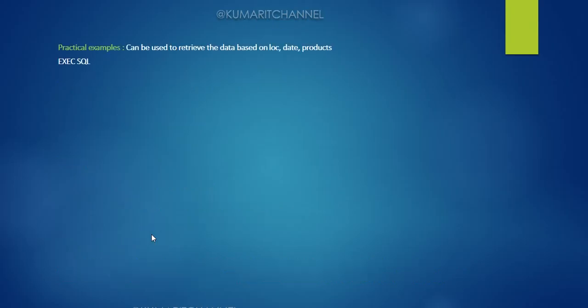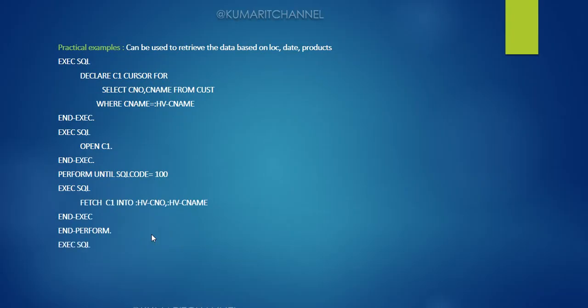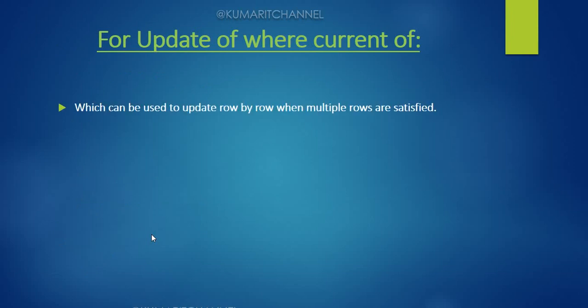Practical example, let's see this. We have declared a cursor C1. Open the cursor, then perform until SQLCODE equals 100, fetch. You try to fetch the records, then end perform, then finally close the cursor. That's it. Within the cursor we can use FOR UPDATE OF and WHERE CURRENT OF, which can be used to update row by row when multiple rows are satisfied.